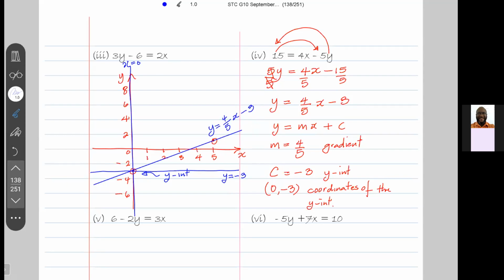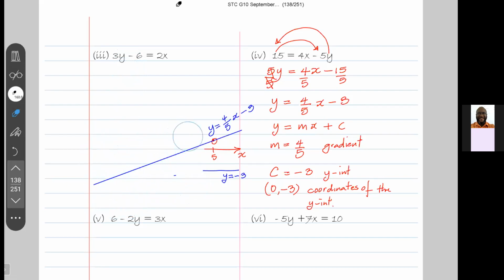So I'm going to erase the sketch. It's not important now. What I want you to do is what I just showed you how to do. Manipulate the equation so that you can say what the gradient is, what the y-intercept is, and what the coordinates of the y-intercept are. Please do triple I.